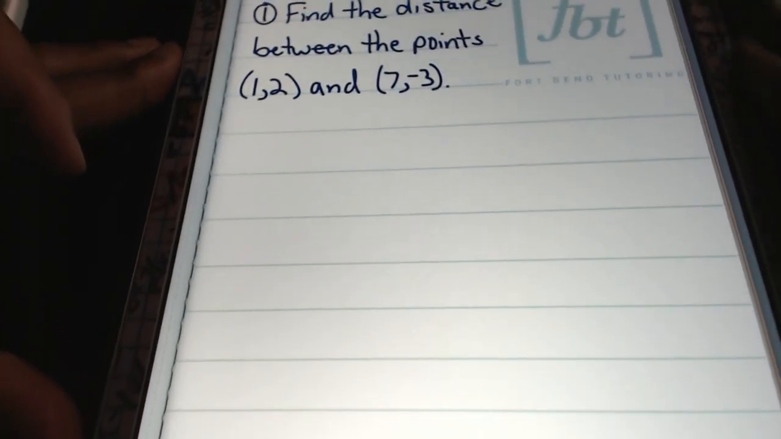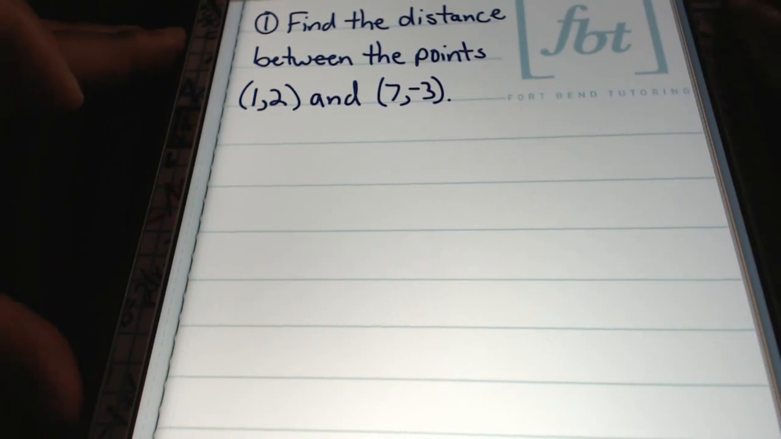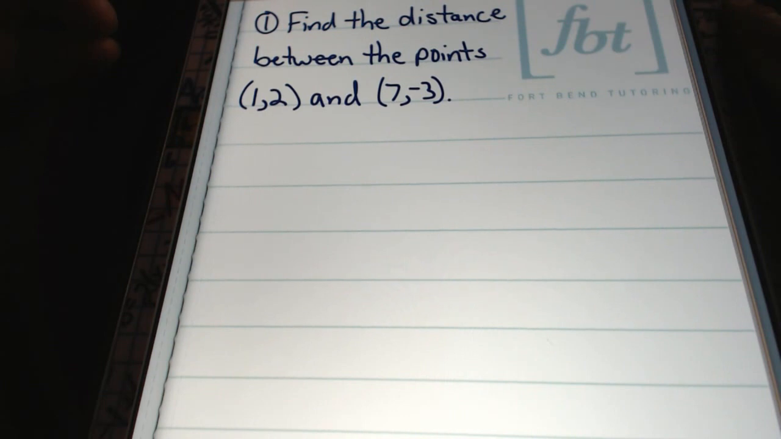So let's check out some radicals. Here in number 1 for our distance formula, guys, we want to find the distance between the points (1, 2) and (7, -3).